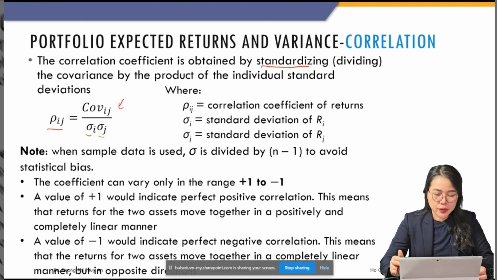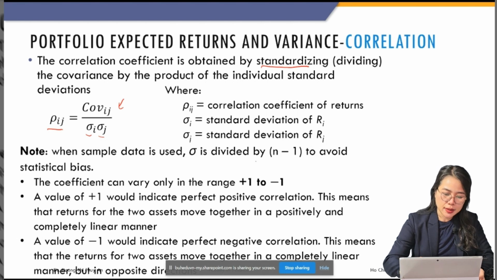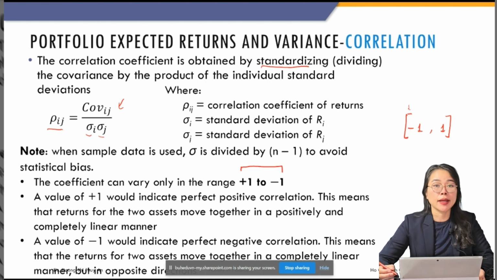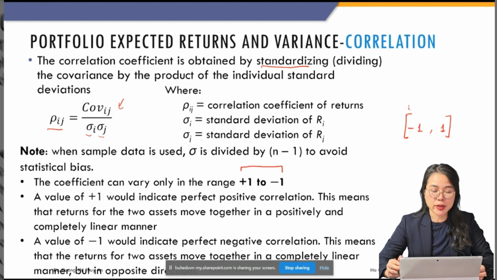The value of correlation is only between 1 and -1. It can be -1 or 1. You see the bracket; the bracket means it can be equal to -1 or 1. And correlation is never outside of this range.